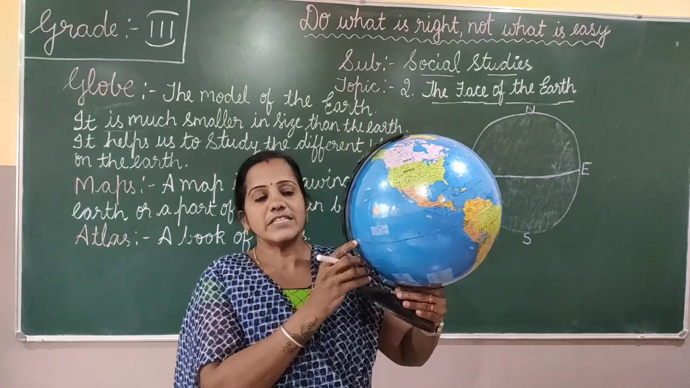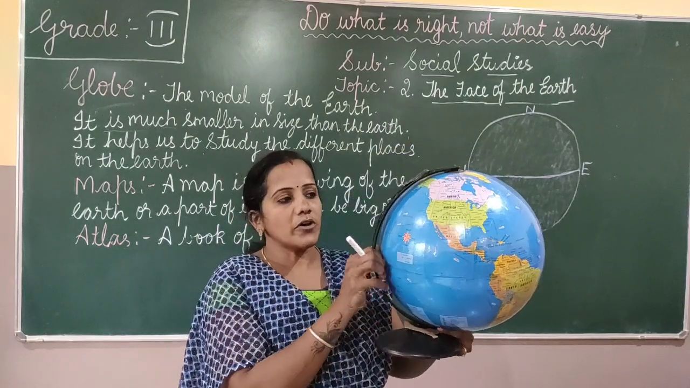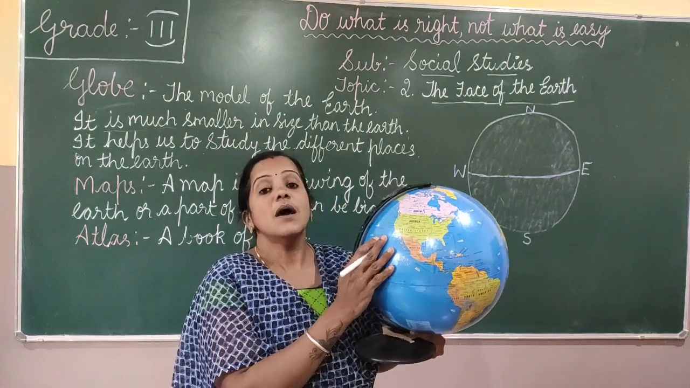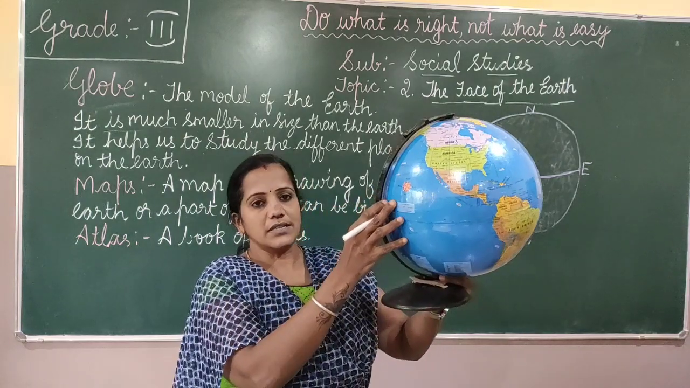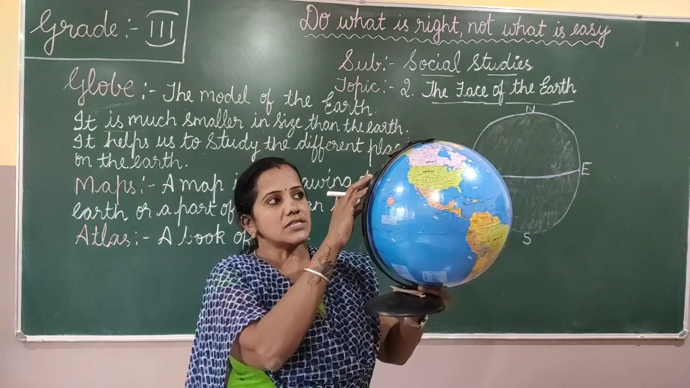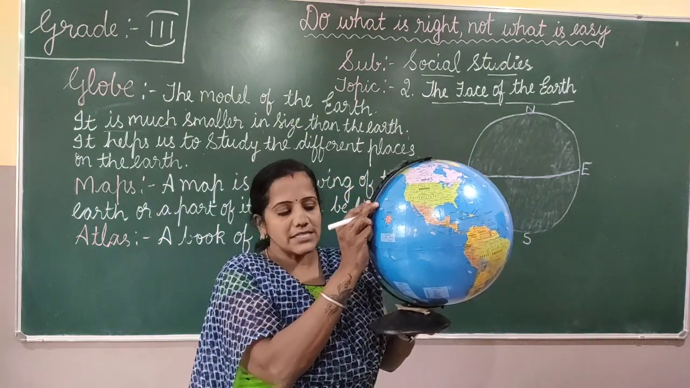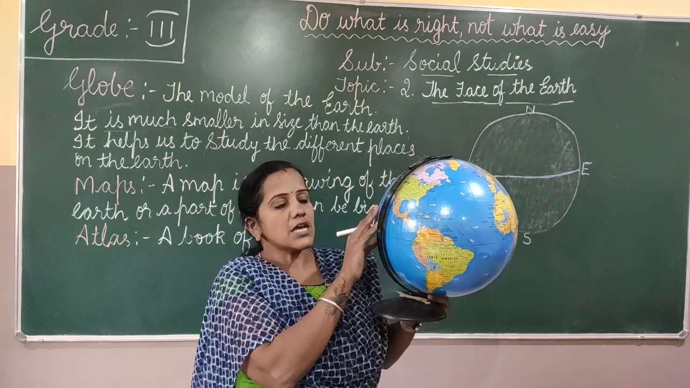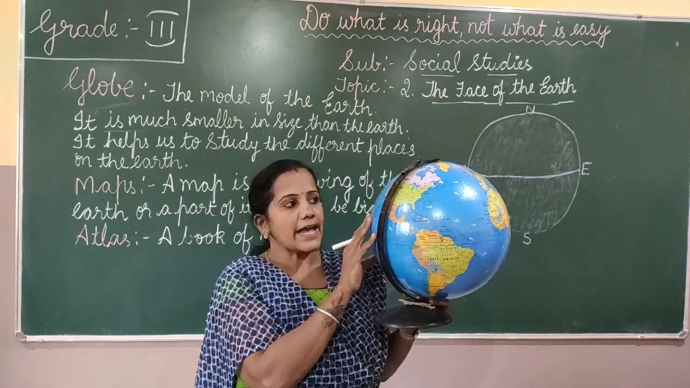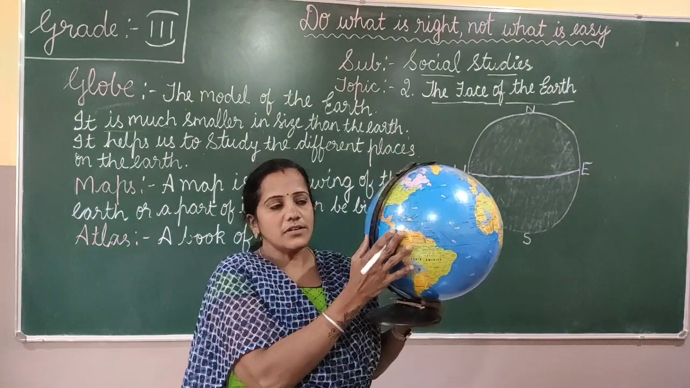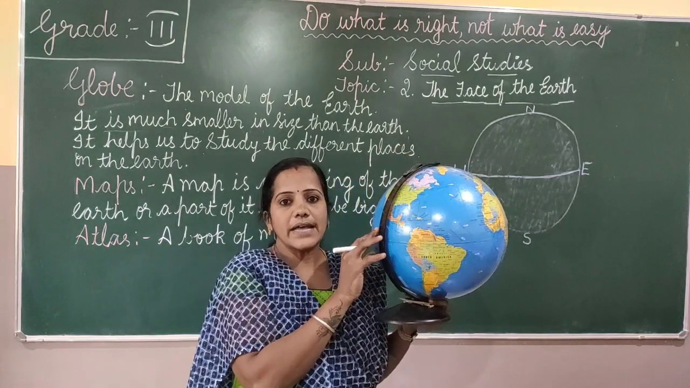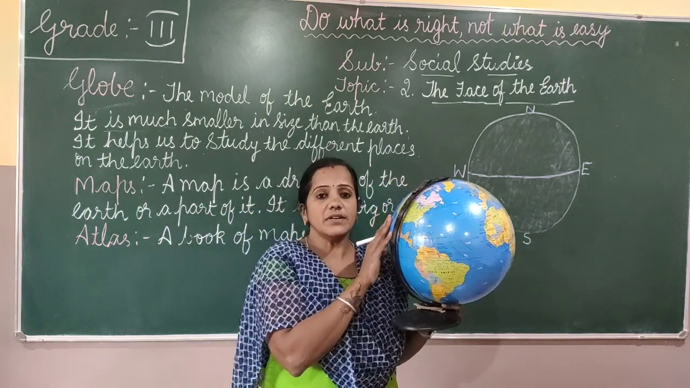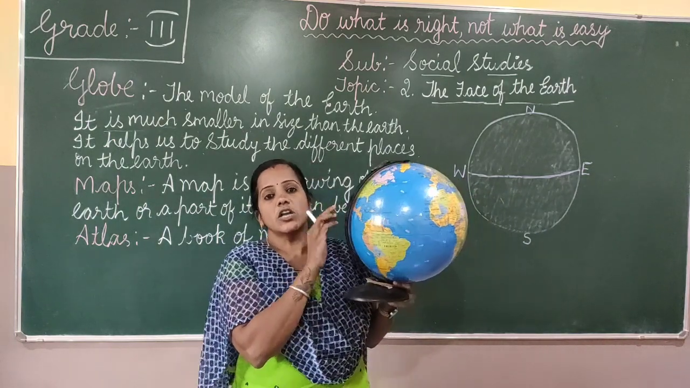Can you see, everyone? So this is the globe. See, it's a round shape. This is the model of the earth. You might have seen this globe, is it, children? This is how the earth looks. It is like a round ball. So this is called a globe.